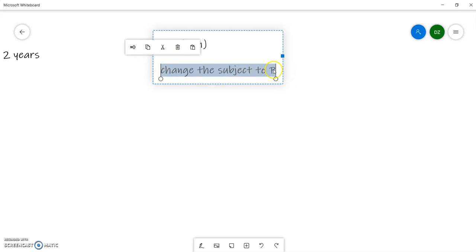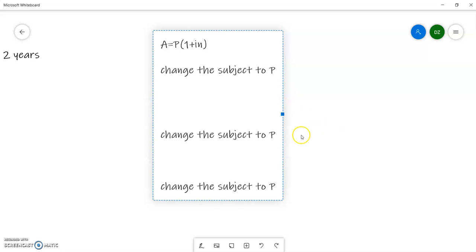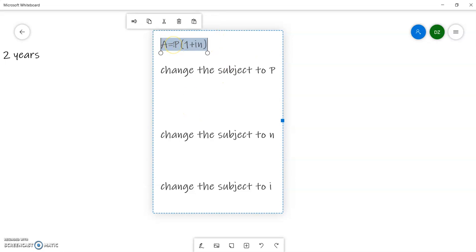So by changing the subjects, we land up finding things that we wouldn't have depending on my scenario. So in my first one here, if I change the subject to P, it means I have a value for A, I have a value for I, and I have a value for N. P is the one that I don't have. So let's start with what my formula is. That's my set formula.